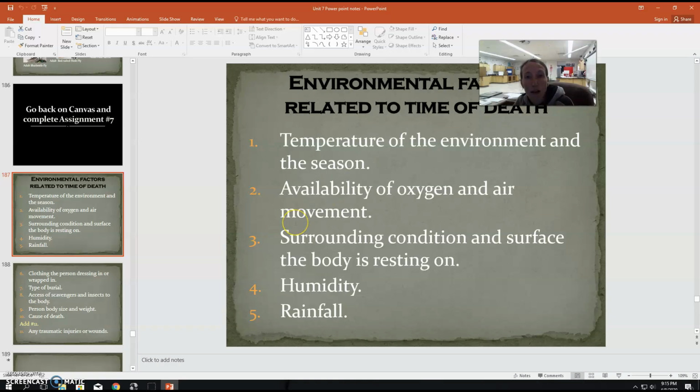But something else to think about is if a body is exposed to the elements, such as air, oxygen, it's going to speed up decomposition. If it's really humid outside, lots of humidity, it's going to speed up decomp. And looking down here, rainfall, it's going to speed up decomposition. Now, number 3, surrounding condition and surface the body is resting on. So is the body resting on a snowbank or is the body resting on hot rocks out in Moab? So what the body is resting on could once again either speed it up or slow down decomposition.